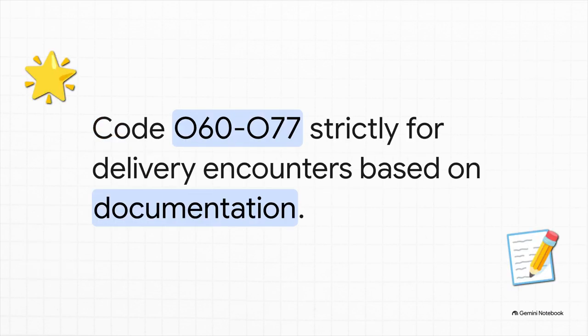Always remember, you code O60 through O77 categories strictly for delivery encounters, and you must always let the specific clinical documentation guide your path. As medical record systems become more and more automated, it really makes you wonder, will AI ever be able to decipher these incredibly intricate, high-stakes clinical nuances, or will the human detective always be required? It's something to think about.